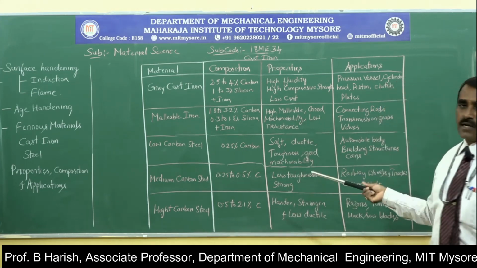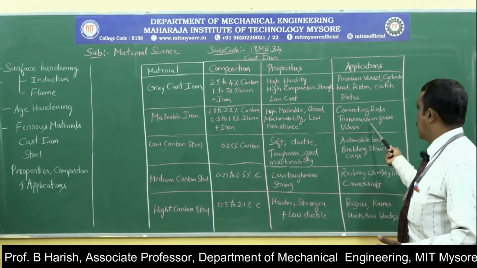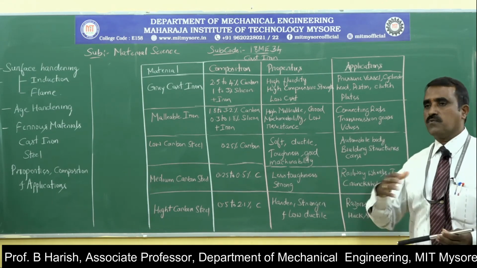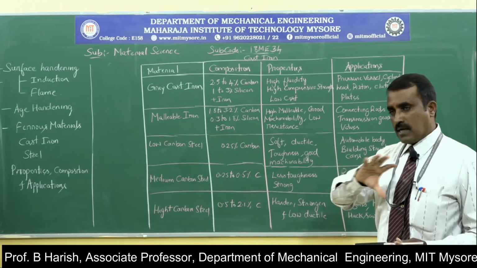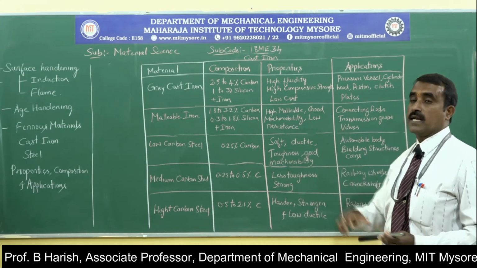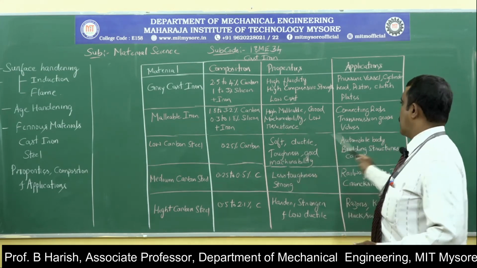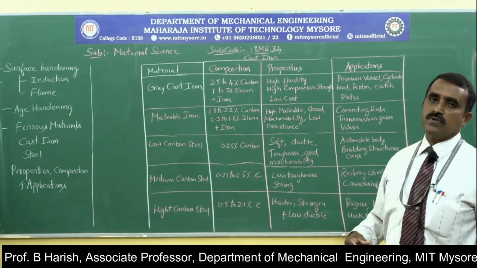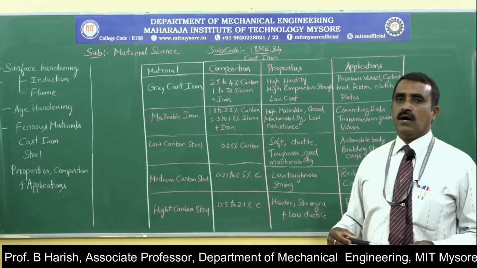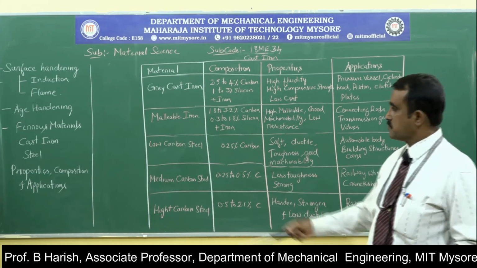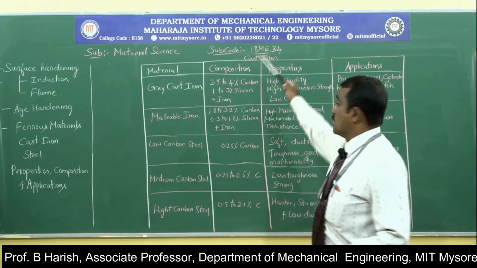Then applications: connecting rods, once again vehicle components. Then transmission gears. Gears are used for transmission of motion, and particularly for transmission gears this malleable iron is used. And valves, once again in the case of cylinders in vehicles. That is about cast iron.